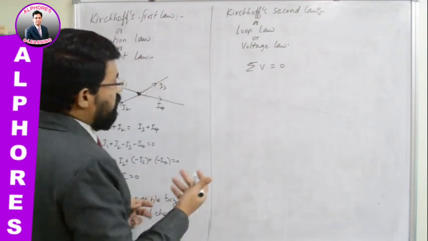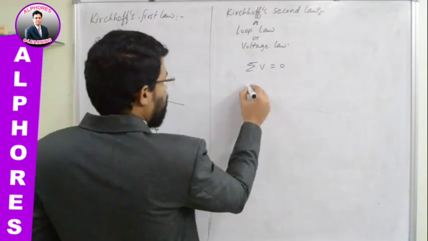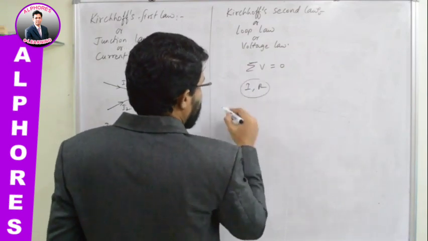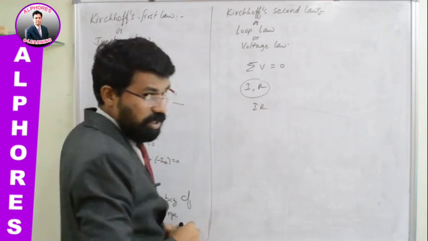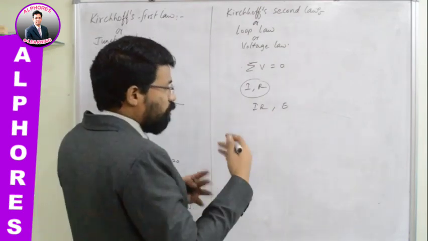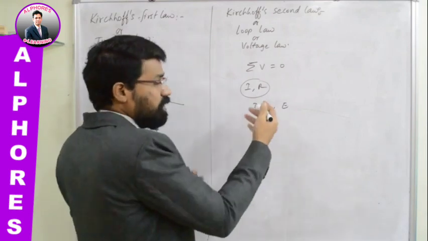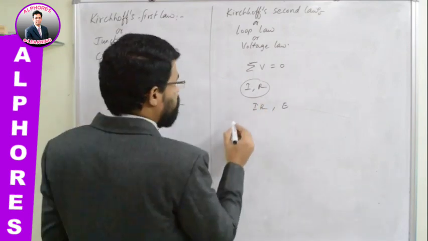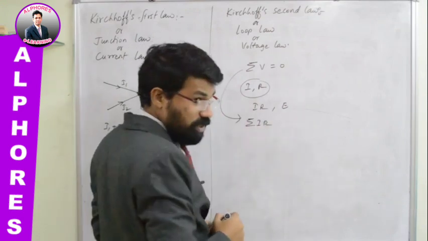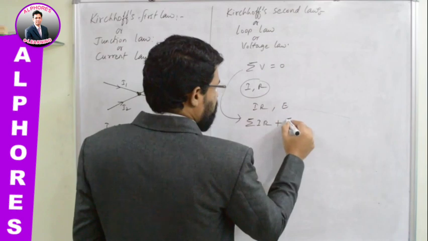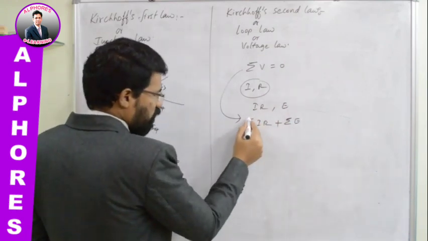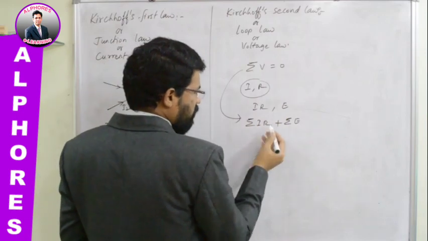Let us say current I is flowing and a resistor R is present. What will be the potential across this resistor? IR. V is equal to IR, isn't it? Let us say a battery is there with an EMF E, or two batteries are there, or several resistors are there. If that is the situation, the same equation can be written as the summation of potential drops across all resistors plus the summation of all EMFs. So it is the algebraic sum of potential drops across all circuital elements, in the sense resistors.